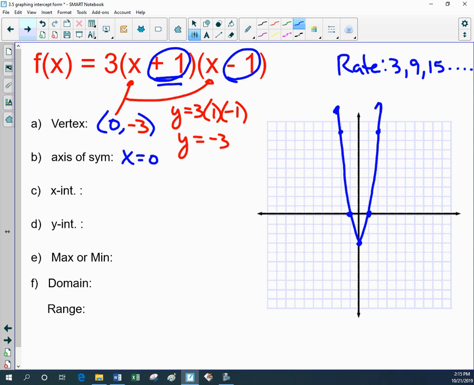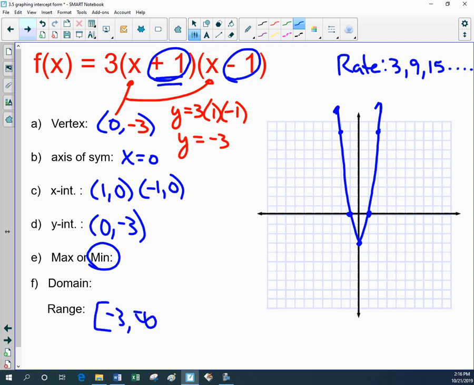Okay, so our x-intercepts, 1, 0, and negative 1, 0. The y-intercept, so it crosses the y-axis at 0, negative 3. The vertex is a minimum. Domain, all real numbers, and the range, so it's going to go from -3 to positive infinity.